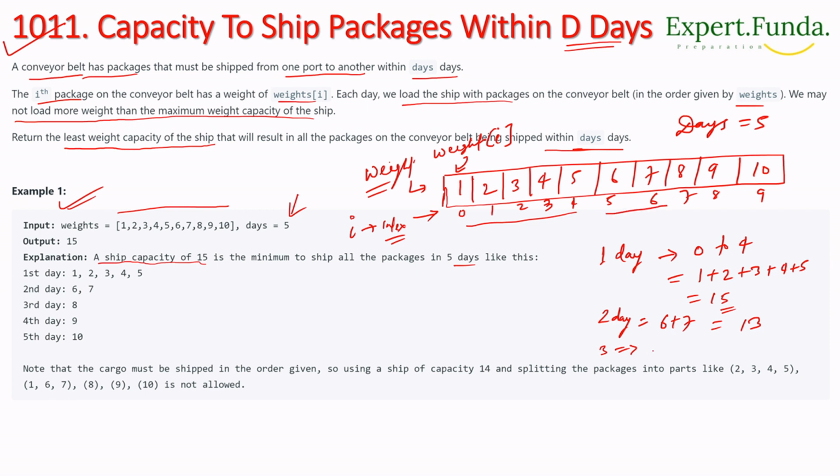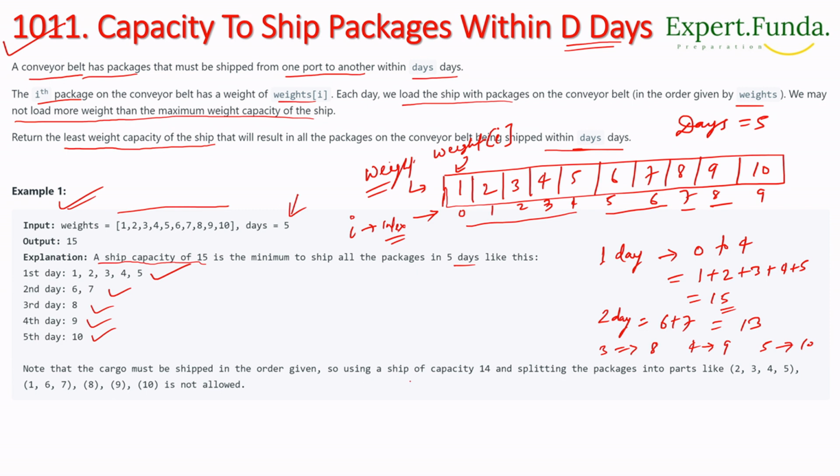So third day we will take 8, fourth day we will take 9, so this is done. Now we have the last, fifth day, that is 10, right? So you can see in here, first day we have 1 2 3 4 5, second day we have 6 7, third 8, fourth 9, and fifth is 10, right? So note that the cargo must be shipped in the order given.